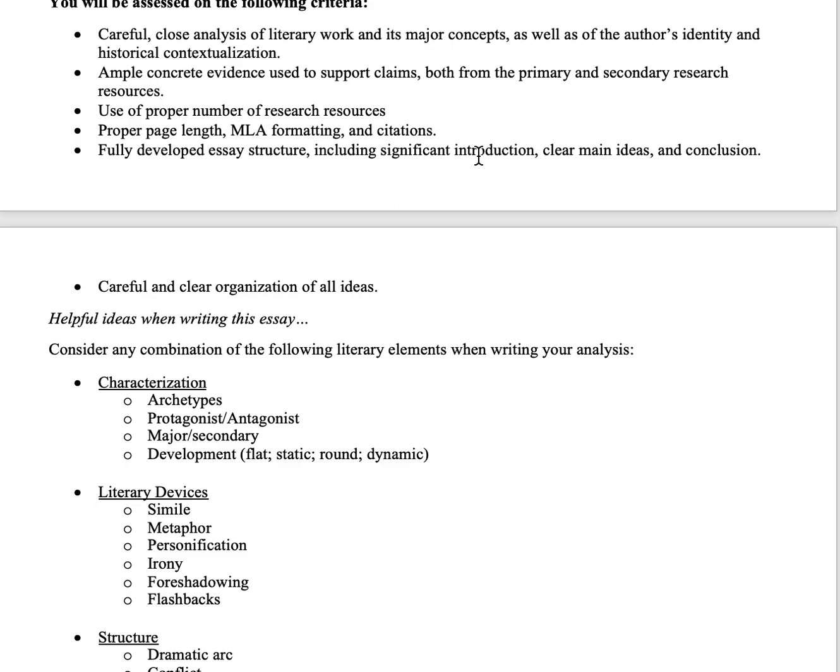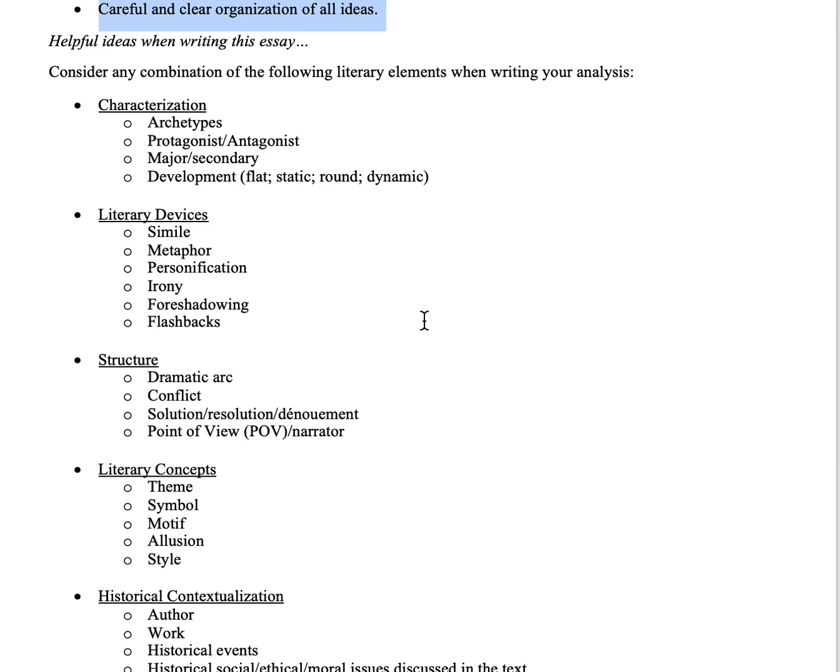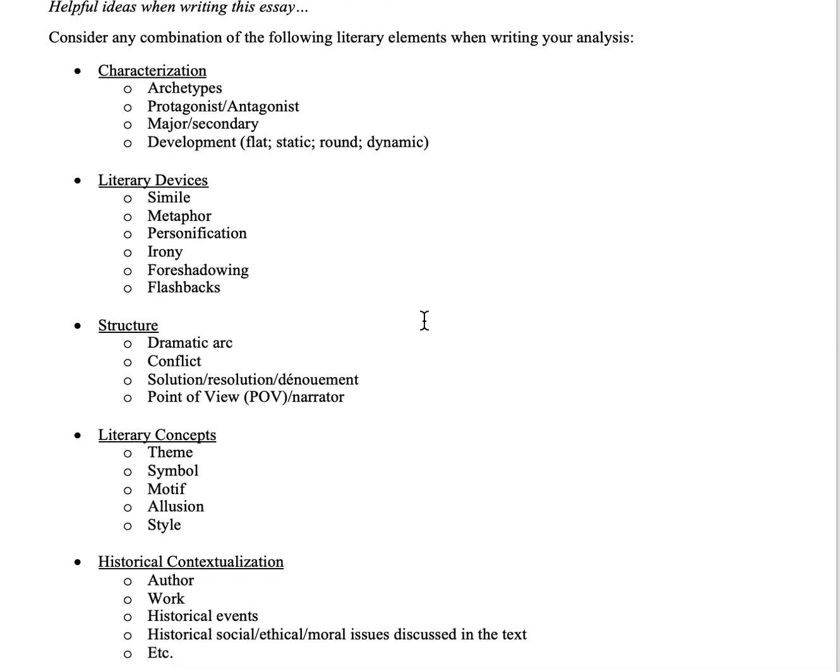And a fully developed essay structure, including an intro, clear main ideas, and a conclusion, and then everything is carefully and clearly organized. Here are a number of things that you could look at when you're writing your literary analysis. You do not need to cover all of this. This is too much for a 3-page essay, but you can think about characterization, think about archetypes.